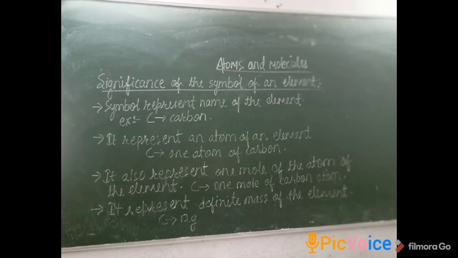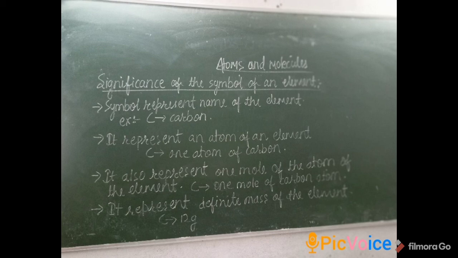Next is the significance of the symbols of an element. Number one, a symbol represents the name of the element. Example, C represents the element carbon. Next, a symbol represents one atom of the element. Example, the symbol C represents one atom of carbon.